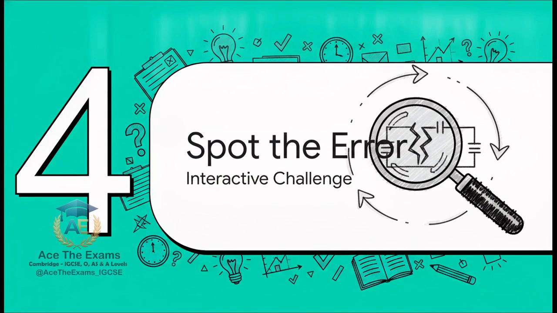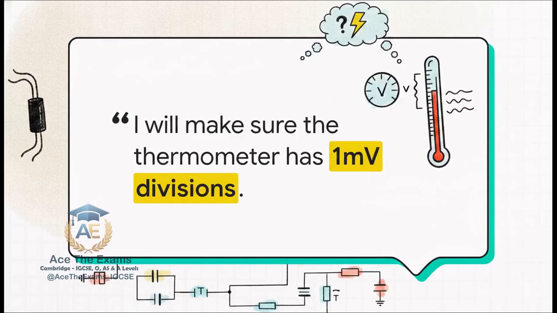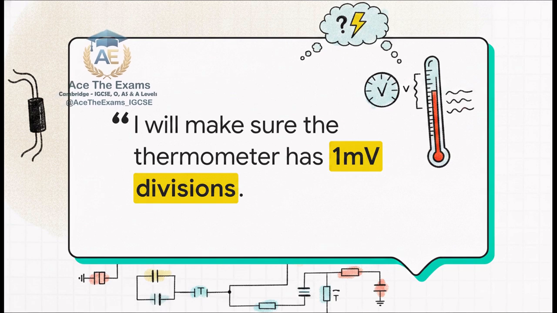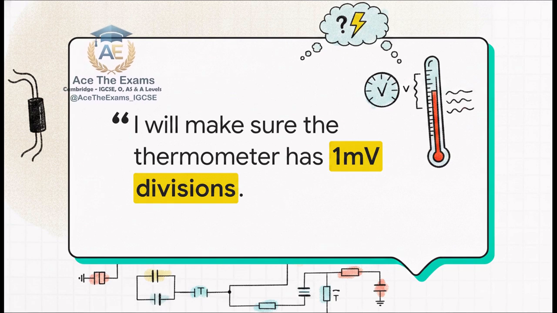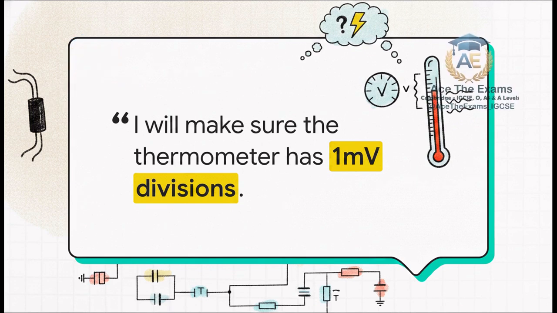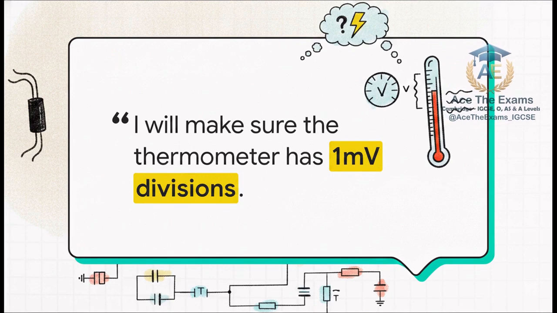Section 4. Spot the error challenge. All right, it's time to put your exam scheme thinking to the real test with a quick interactive challenge. I'm going to share a statement written by a hypothetical student based on that exact thermistor setup we just looked at. The student writes, "To ensure high precision in my thermistor readings, I will make sure the thermometer has 1 millivolt divisions." Read that deeply flawed hypothesis carefully.